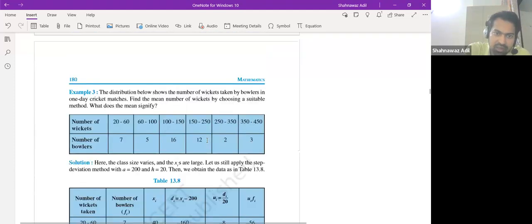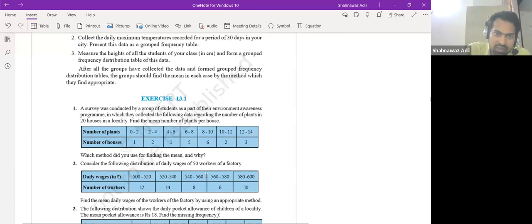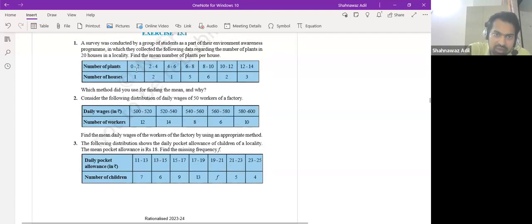Okay, see here: 0 to 2, 2 to 4, and this kind of class interval. So which method would be easier to do?